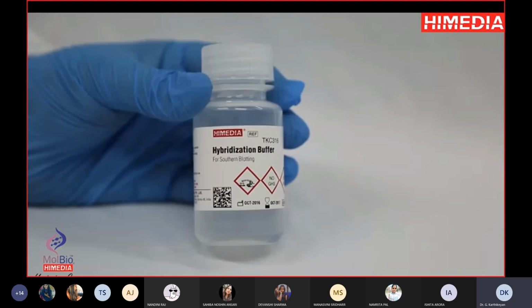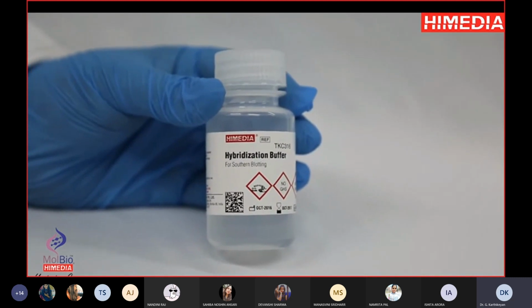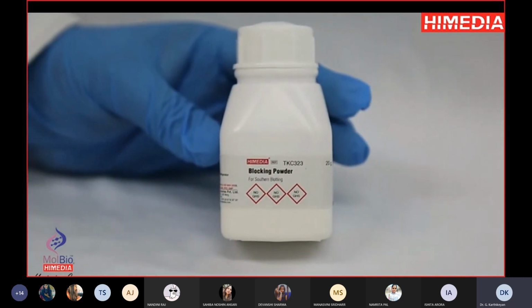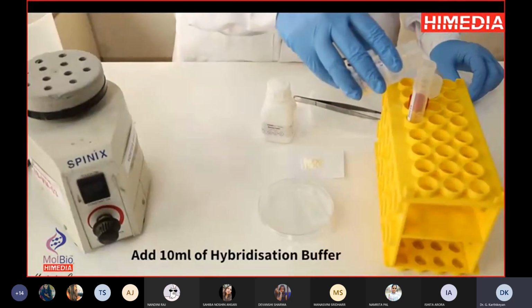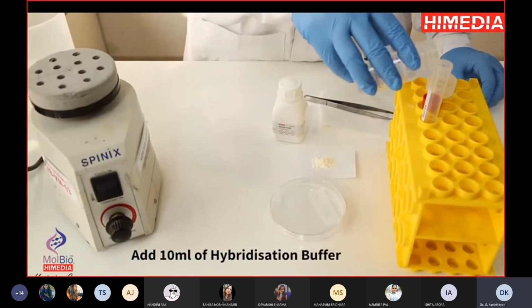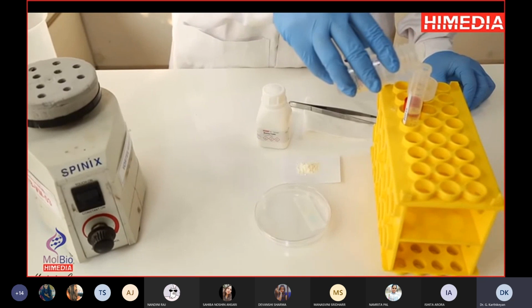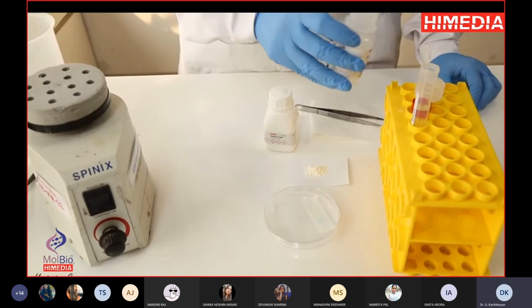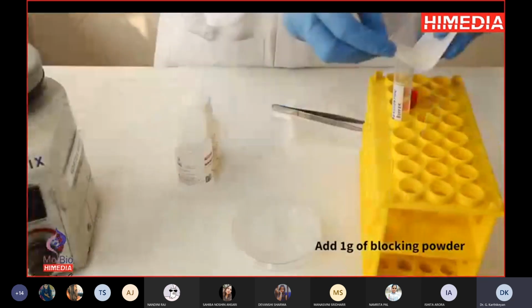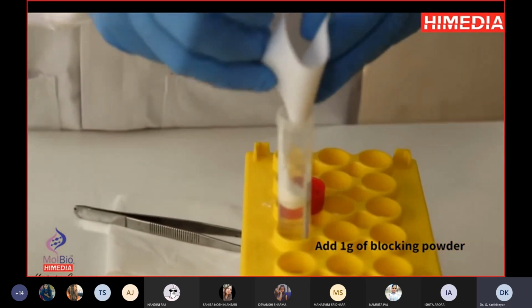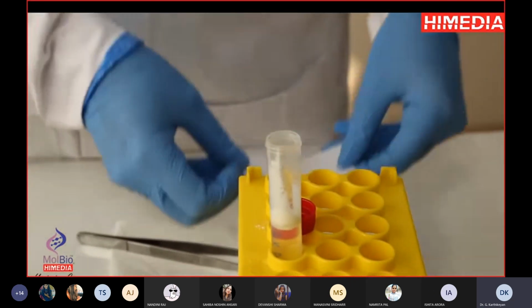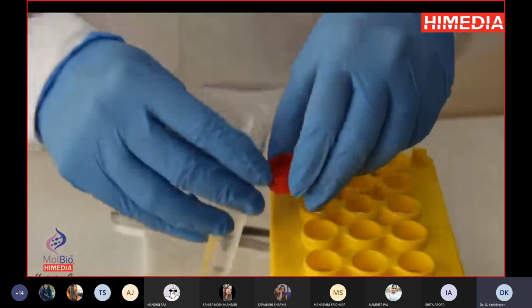Hybridization buffer. Blocking powder. Add 10 ml of hybridization buffer. Because this blot is smaller, with 1 gram of blocking powder, they are using volumes of other reagents also in a smaller quantity. Okay.